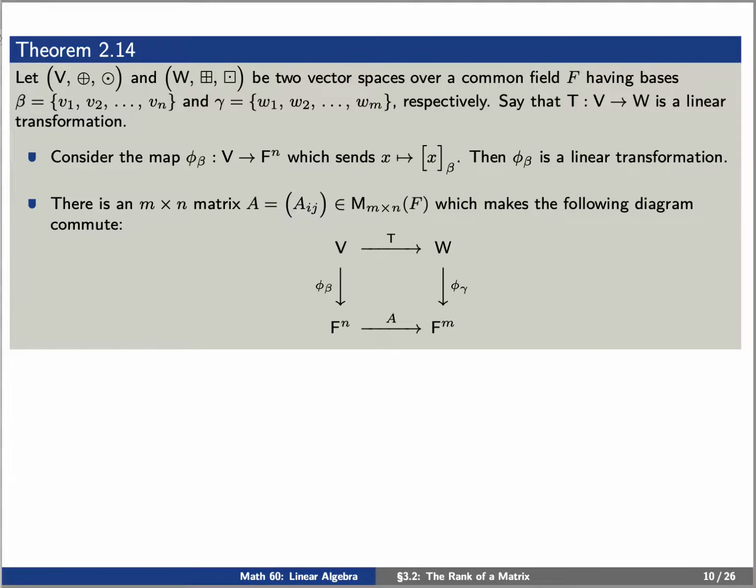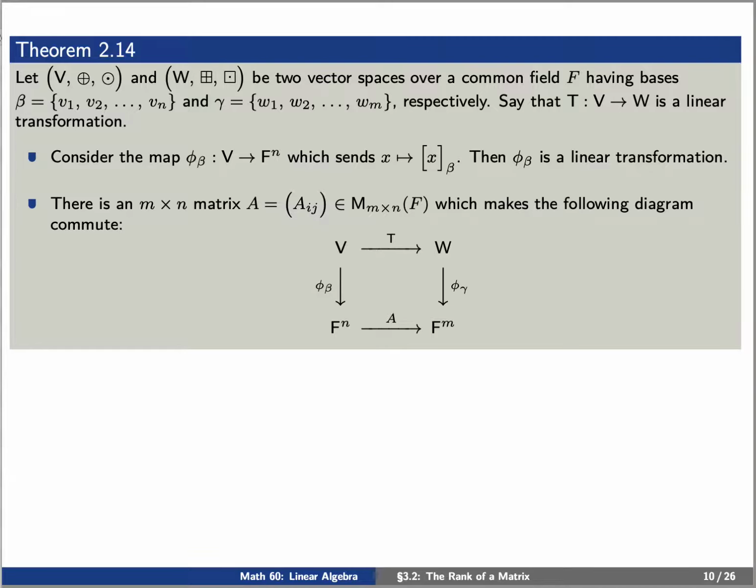Let's continue to denote V and W as two vector spaces, but now say that V has a basis beta and W has a basis gamma. We have a map phi sub beta that takes a vector x to its coordinate vector. That is, these will be the scalars after we write our vector x as a linear combination of the vectors from beta. This phi sub beta is a linear transformation.